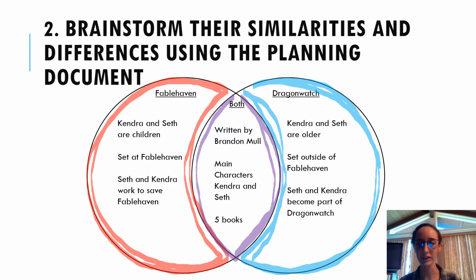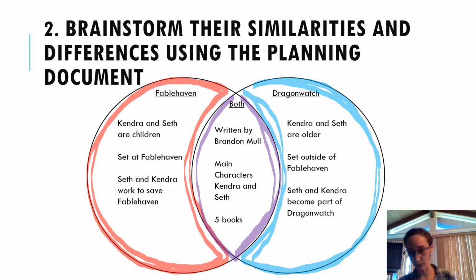All right, so let's look at the things that Fablehaven and Dragon Watch have in common. They're both written by Brandon Mull. The main characters are both Kendra and Seth, and they both have 5 books. In Fablehaven, these are the things that are only part of Fablehaven. Kendra and Seth are kids. It's set at Fablehaven. Excuse me, guys. And Seth and Kendra work to save Fablehaven.